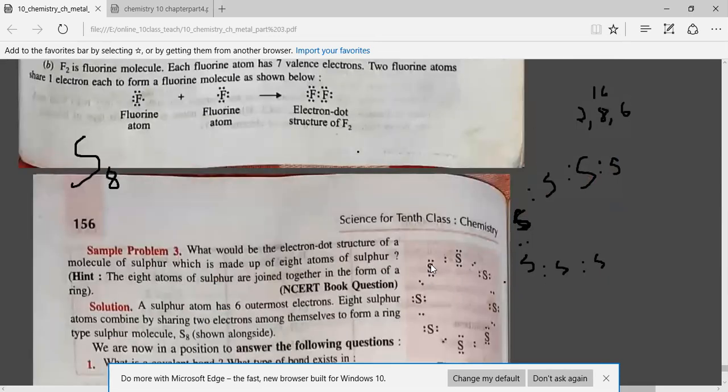And this sulfur is sharing one pair of electrons with this one. So this has completed the octet, this sulfur has completed the octet, and every atom of sulfur has completed the octet. So you have to draw this. Let's draw this. In the heading, you have to write the molecule of sulfur, and the name is S8, with 8 in subscript.